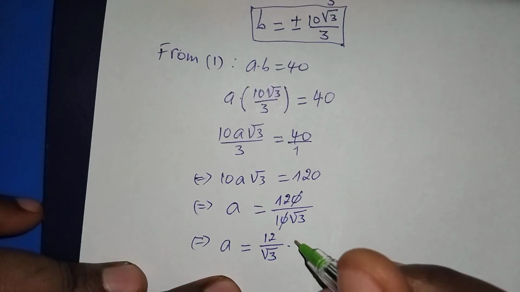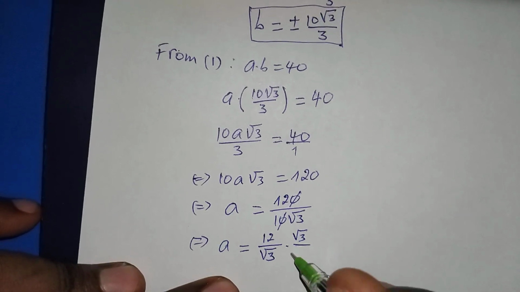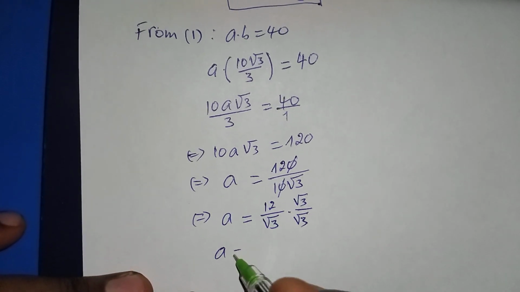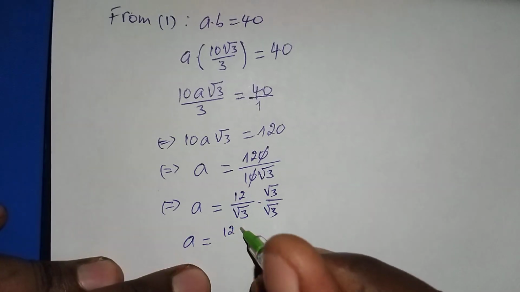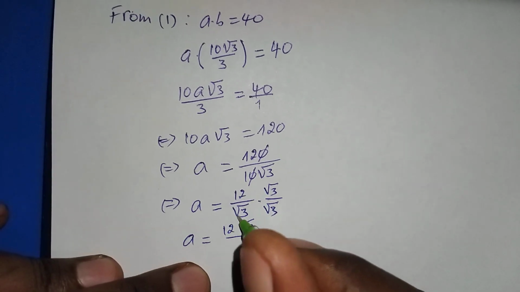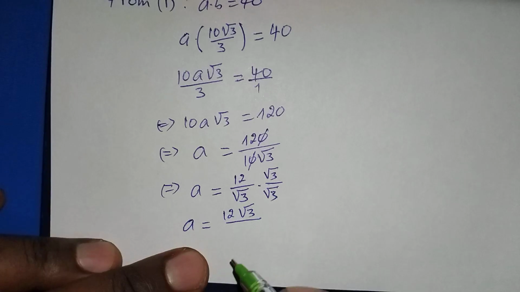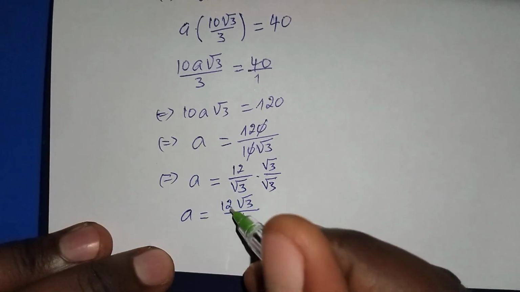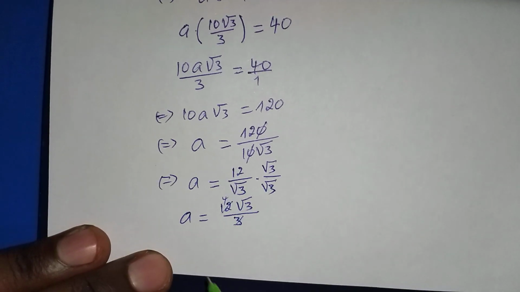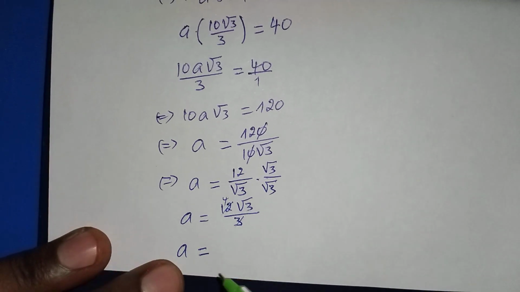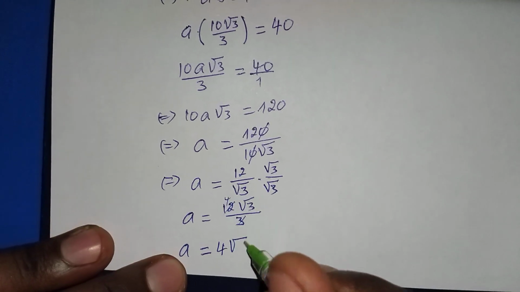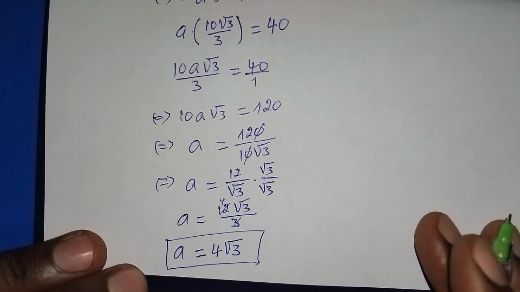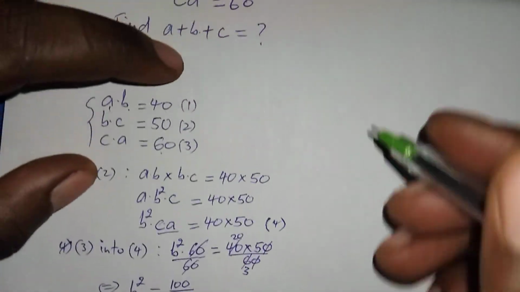Let's multiply by square root of 3 above and square root of 3 below. So A is equal to 12 square root of 3 over square root of 3 times square root of 3, which is equal to 3. Simplify. This is equal to 4. So A is equal to 4 square root of 3. This is the solution of A.